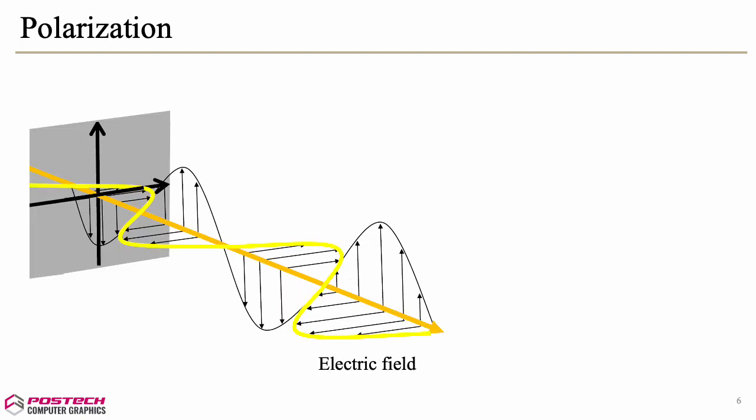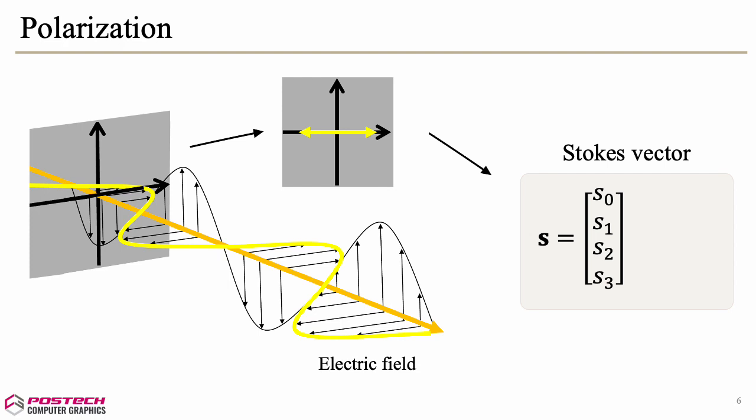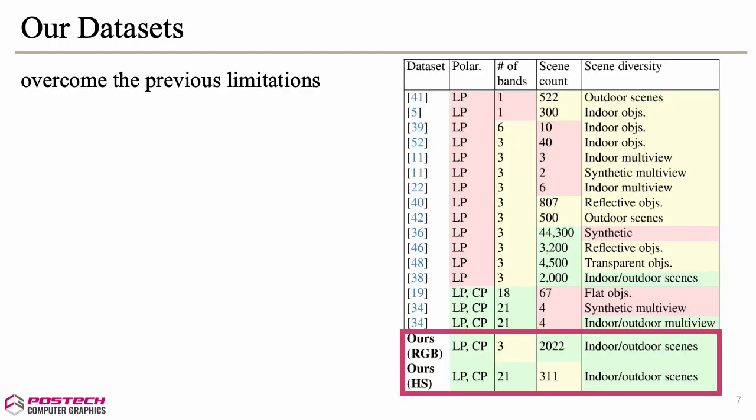Polarization refers to the orientation of the electric field as light travels through space, which can be described by projecting the electric field to a plane tangent to the light direction. The polarization state of light can be described as a full-dimensional vector called the Stokes vector. S0 represents the total intensity, and S1, S2, S3 represent the intensity difference between the two types of polarization.